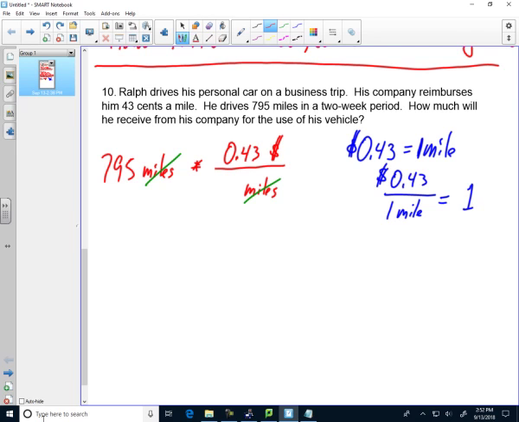Everybody see what I said there? So in this case, I'm going to multiply 795 times 43 cents, or 0.43 of a dollar, over, I need a 1 there, don't I? Over 1 mile. And that lets me change the units. And it also tells me where to put my numbers. So if you're sitting there thinking, do I multiply, do I divide, what do I do? Well, write the units down. So, calculator.